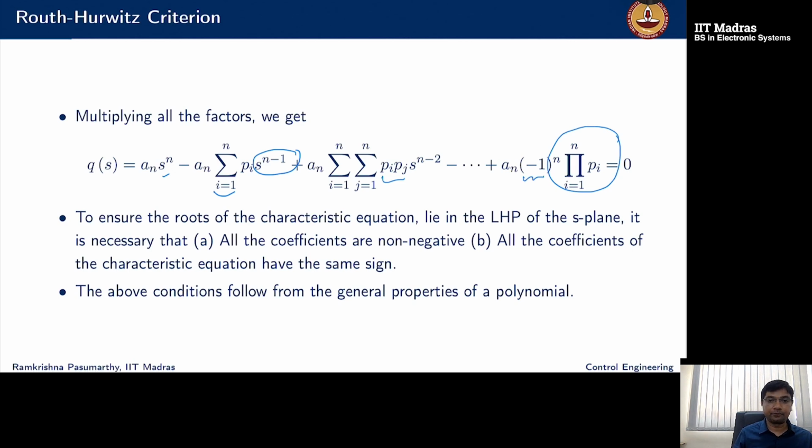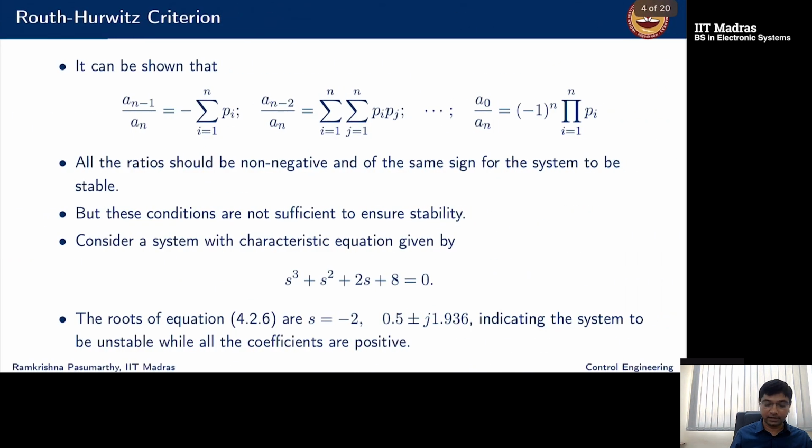Okay, to ensure that the roots of the characteristic equation lie in the left half of the S plane, it is necessary, therefore, that all the coefficients are non-negative, and all the coefficients have the same sign. Now this is a general rule, a necessary condition for the roots of the polynomial to be in the left half plane.